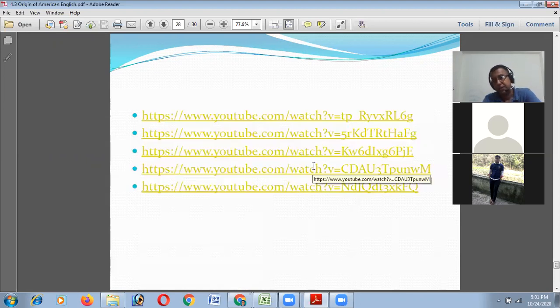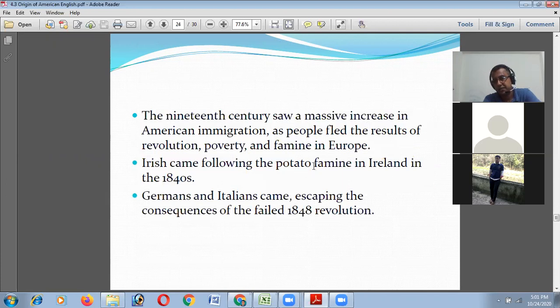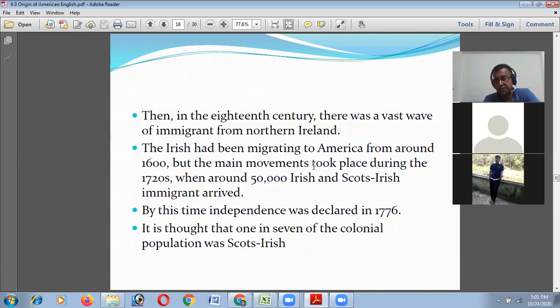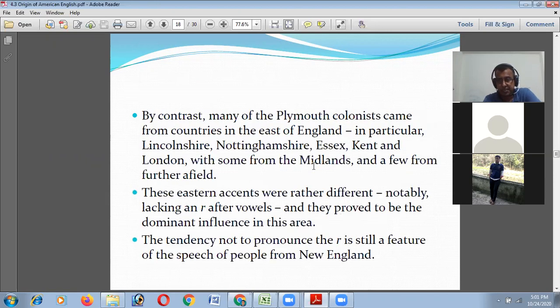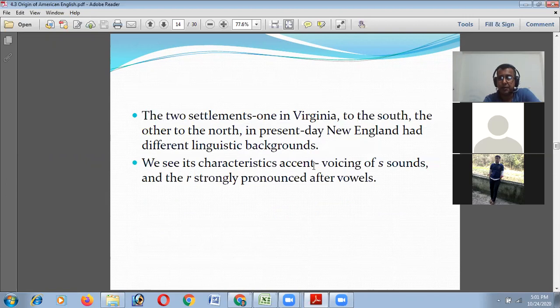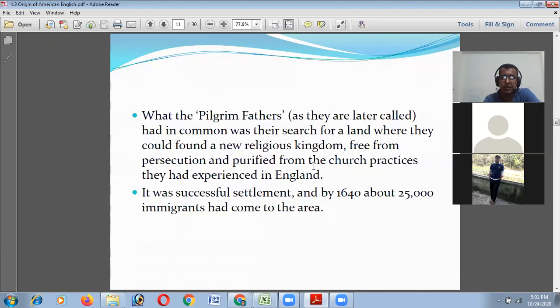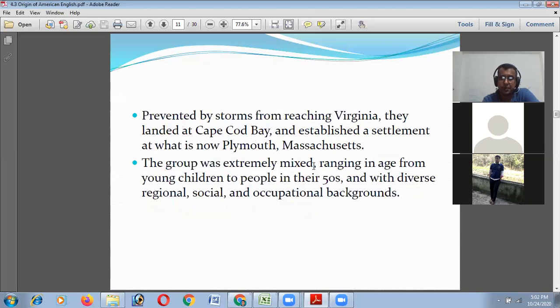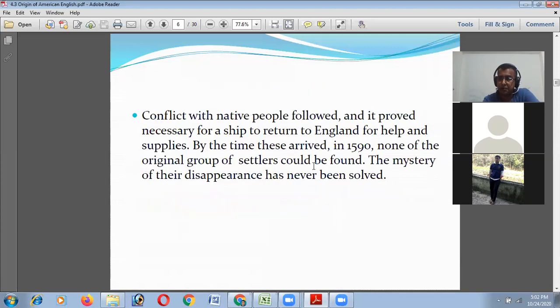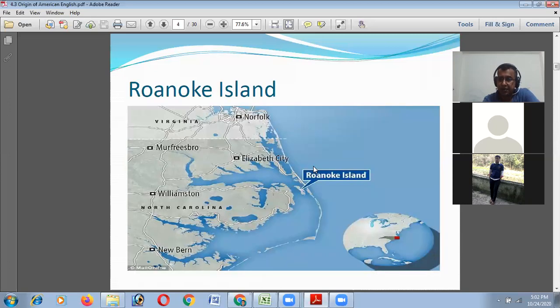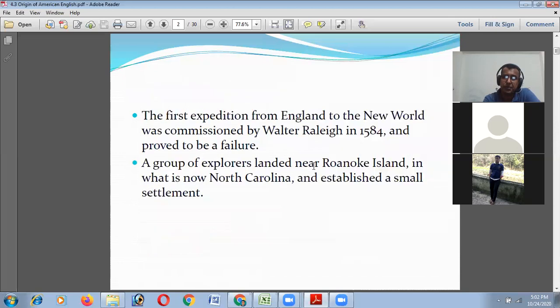So if I conclude, the first establishment in America by the British colonials started in 1684, and after that many people left the UK and went to America at the time of Queen Mary, because Queen Mary was very ferocious to the Puritans of England. So many people left England and went to America.